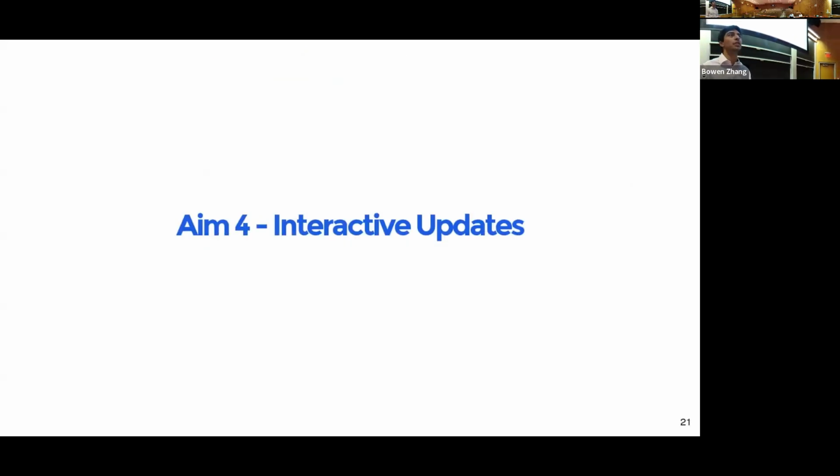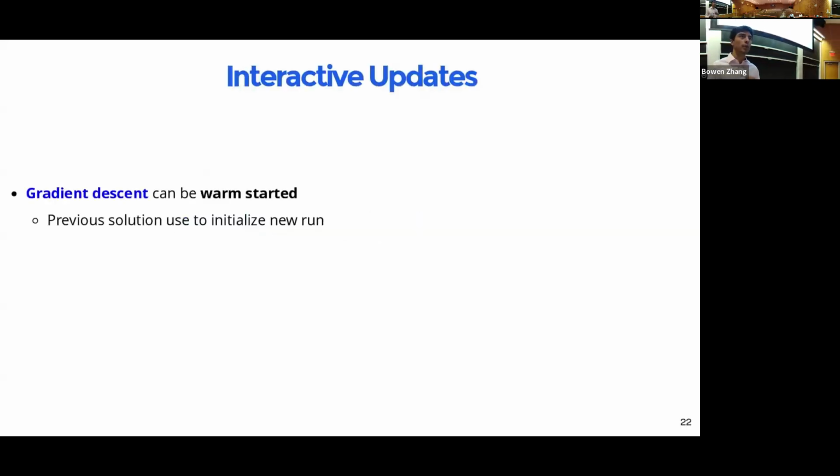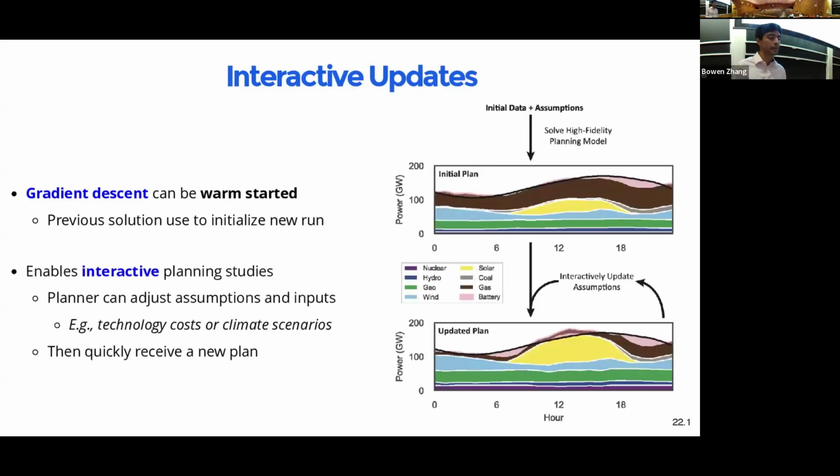And finally, what we're most excited about in this work is that we think we can use this in some sort of interactive planning tool. So like I said, you can warm start gradient descent. You can initialize it with any solution, such as the solution you found on your previous run of the algorithm. And this could enable some sort of interactive planning study. So this is the exact same plot from a few slides ago. But the idea is, first, the planner takes in some data and some assumptions and solves a really high fidelity problem. And then second, they update their assumptions and then receive a new plan. And this maybe happens at a much faster pace than the initial high fidelity solve.